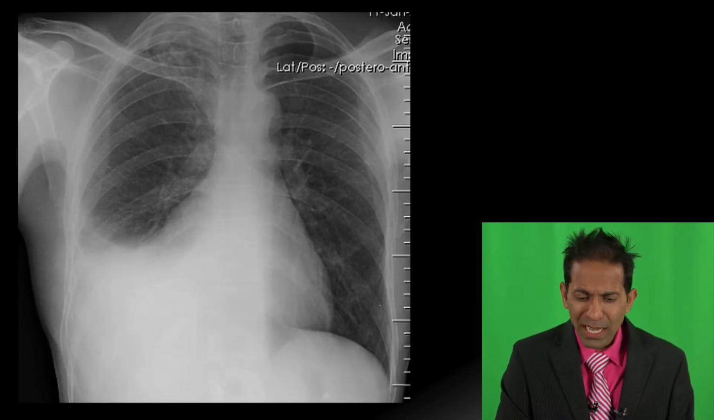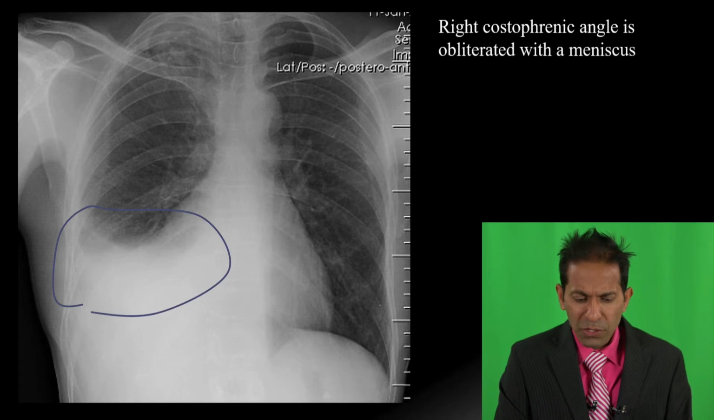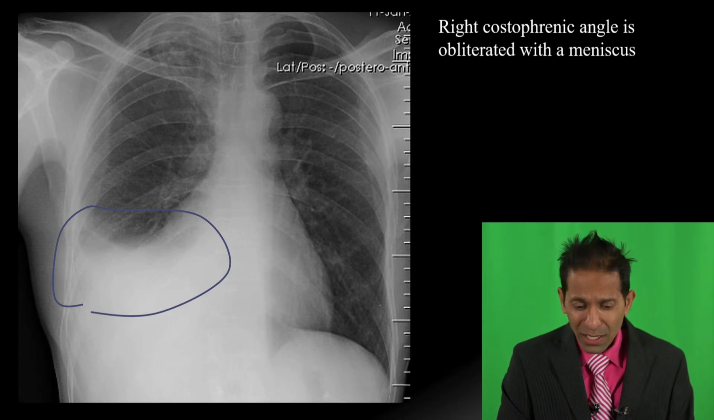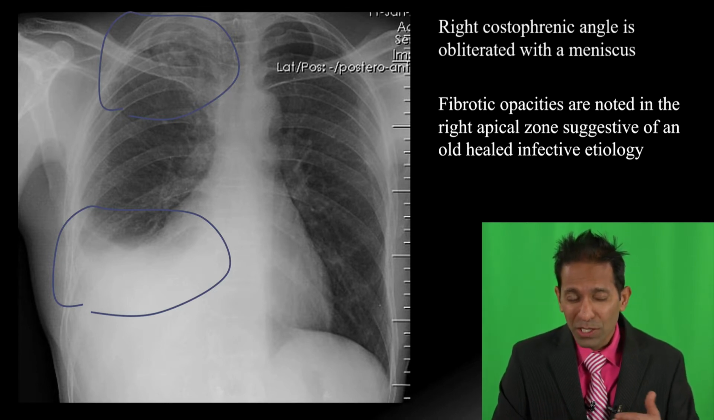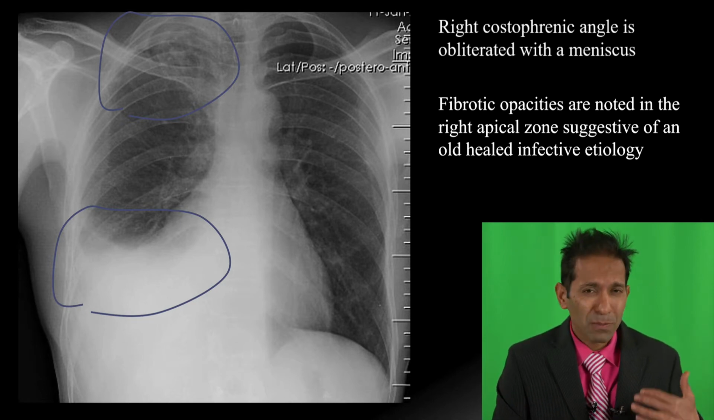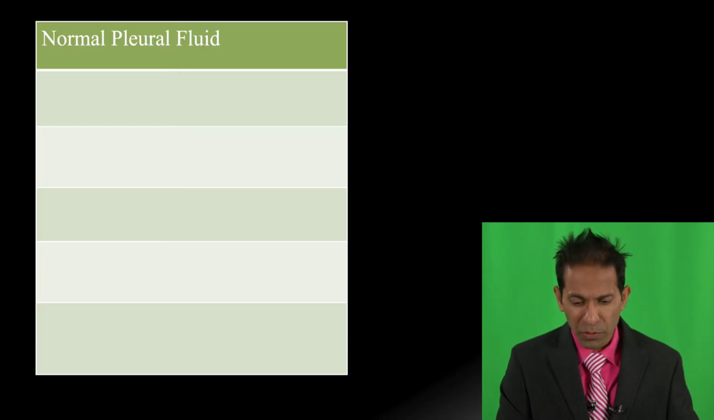Now this is a PA and lateral film. Here, if you see the patient's right costophrenic angle is obliterated and the patient has a meniscus sign, most likely this patient has pleural effusion. On his right apical X-ray, you see old fibrotic changes which indicate healed infection or tuberculosis. If you do a tap, this patient most likely has an exudative effusion.